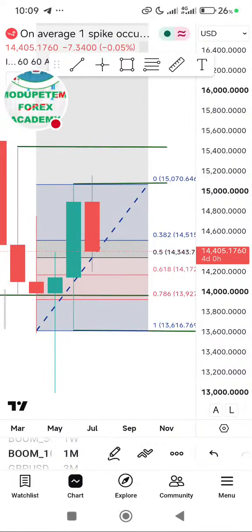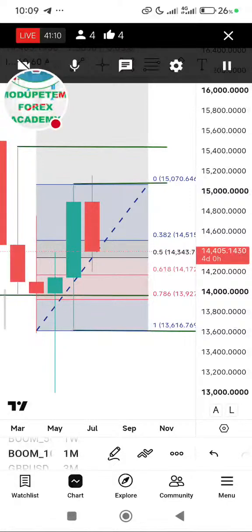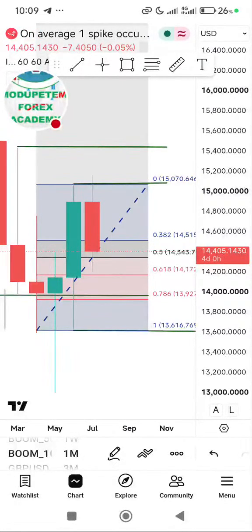And I can't overemphasize the importance of time over price. Time over price. I can't overemphasize it. It is very, very important.